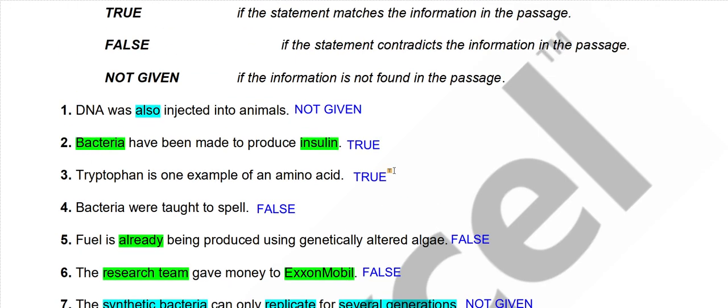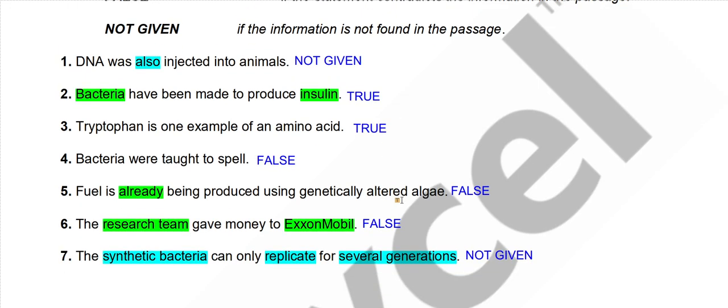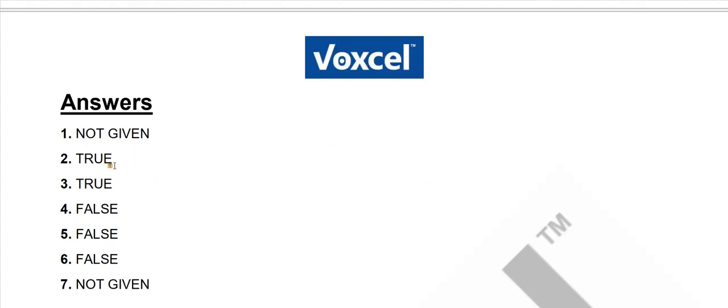So this is how you should solve these questions, and if you are able to do it like this, you will get the answers correct every time without fail. Let's just check the answers first. Not given, true, true, triple false, not given, not given, true, true, triple false, not given.